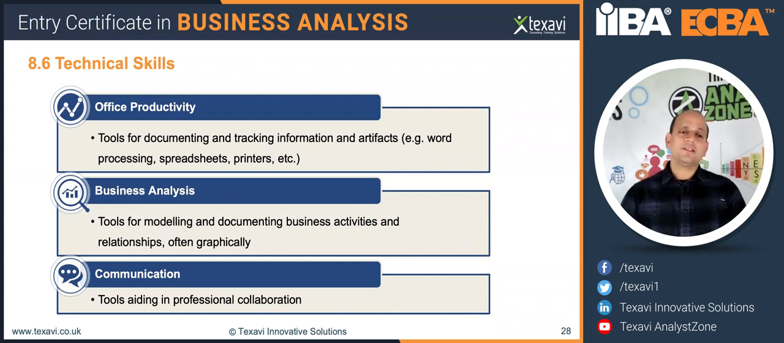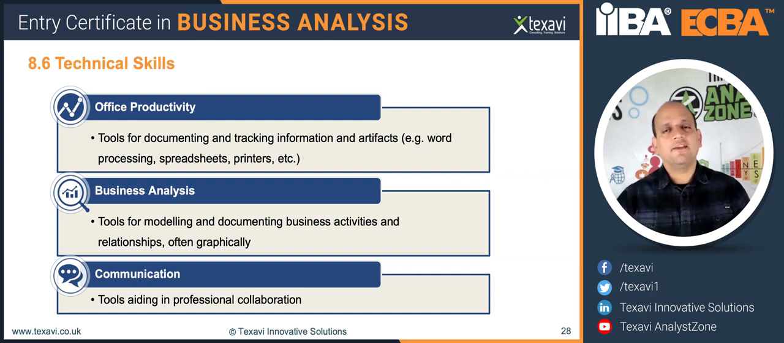And business analysis, again: tools for modeling and documenting business activities, analysis, and relationships, often graphically. We're talking about OmniGraffle, which is a good tool for Macintosh and related computers. OmniGraffle is a good tool for wireframing and for creating UML models, like Visio is there for Windows. Again, a good tool. So we've got a lot of online tools now.